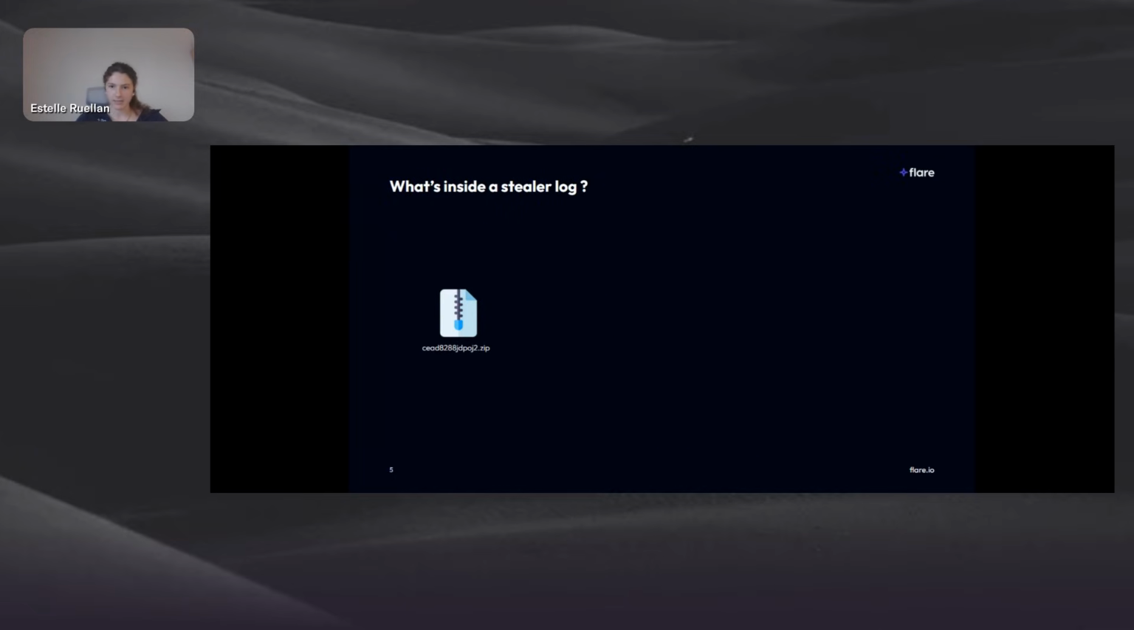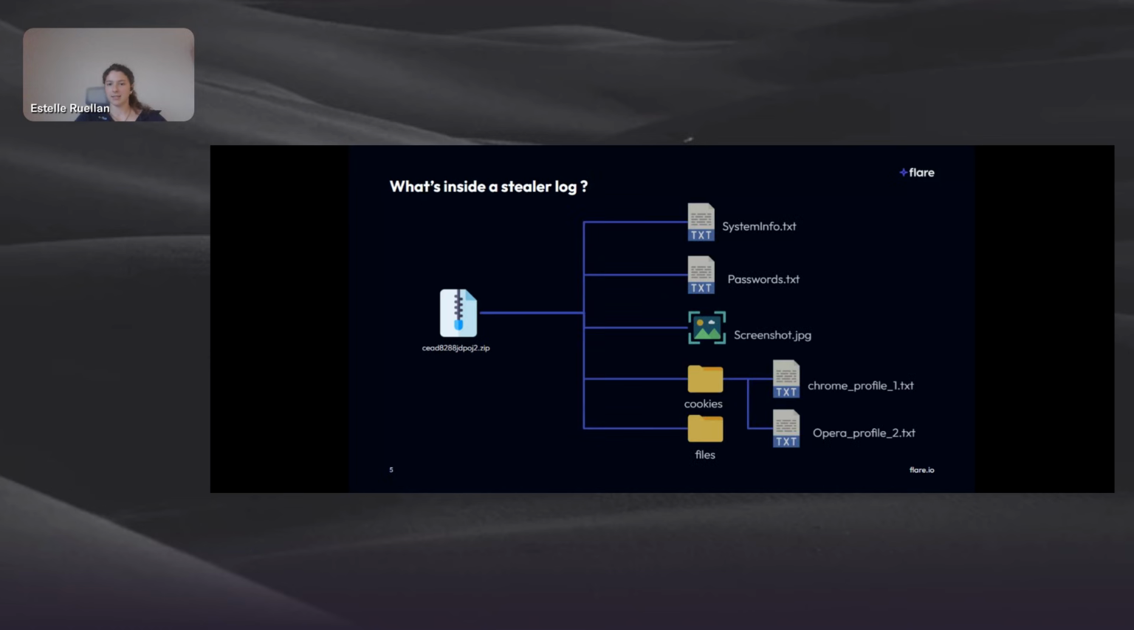What is inside a stealer log? Well, essentially the whole digital identity of the user of the compromised device. You can have the system's info, like the hardware and the software. You have all the passwords from the browsers of the user. You have a screenshot, which is really interesting because it shows you what the user was doing when it was infected. And then you have cookies with the Chrome profiles, and then you have the files on the compromised device.